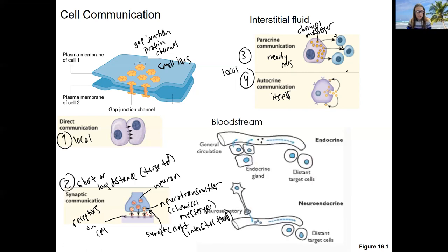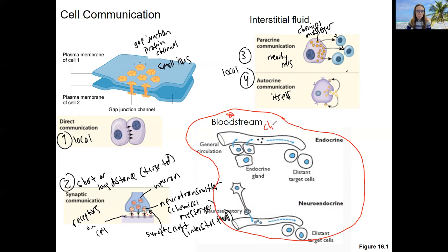Lastly, and very important, are these two. These two are hormone. So when you have something traveling in the bloodstream, it is a chemical messenger called a hormone. It could be the same exact messenger that's used in synaptic communication or paracrine or autocrine. It's the fact that it's traveling in the bloodstream that makes it a hormone. So both endocrine and neuroendocrine use hormones. They are very similar. The difference is what produces the hormone. Again, the definition of hormone is it travels in the bloodstream.